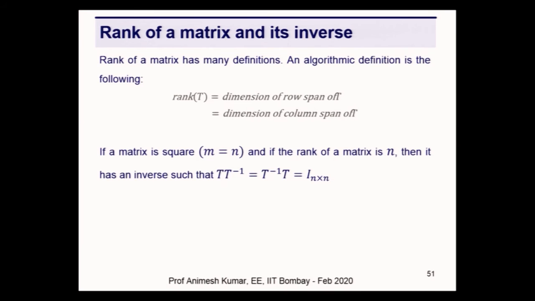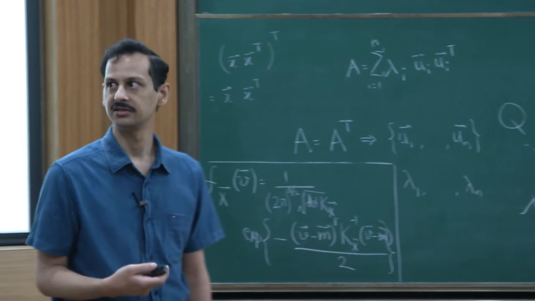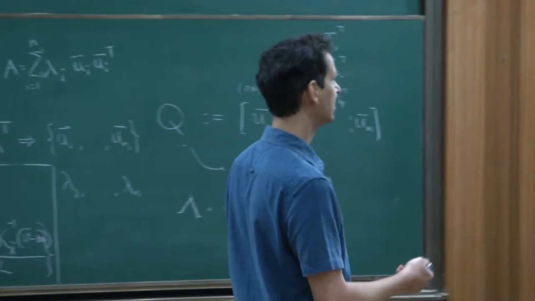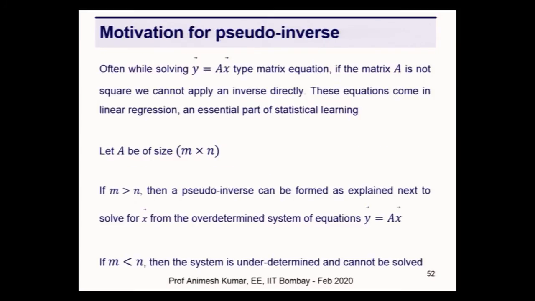Similarly, you can compute the row span. So if a matrix is square, which basically means M is equal to N, where M and N are the dimensions, and if the rank of the matrix is N, then it has an inverse. A lot of function regression is concerned with whether I can observe the data and invert it to find a function, and that's why this notion of inverse is useful.